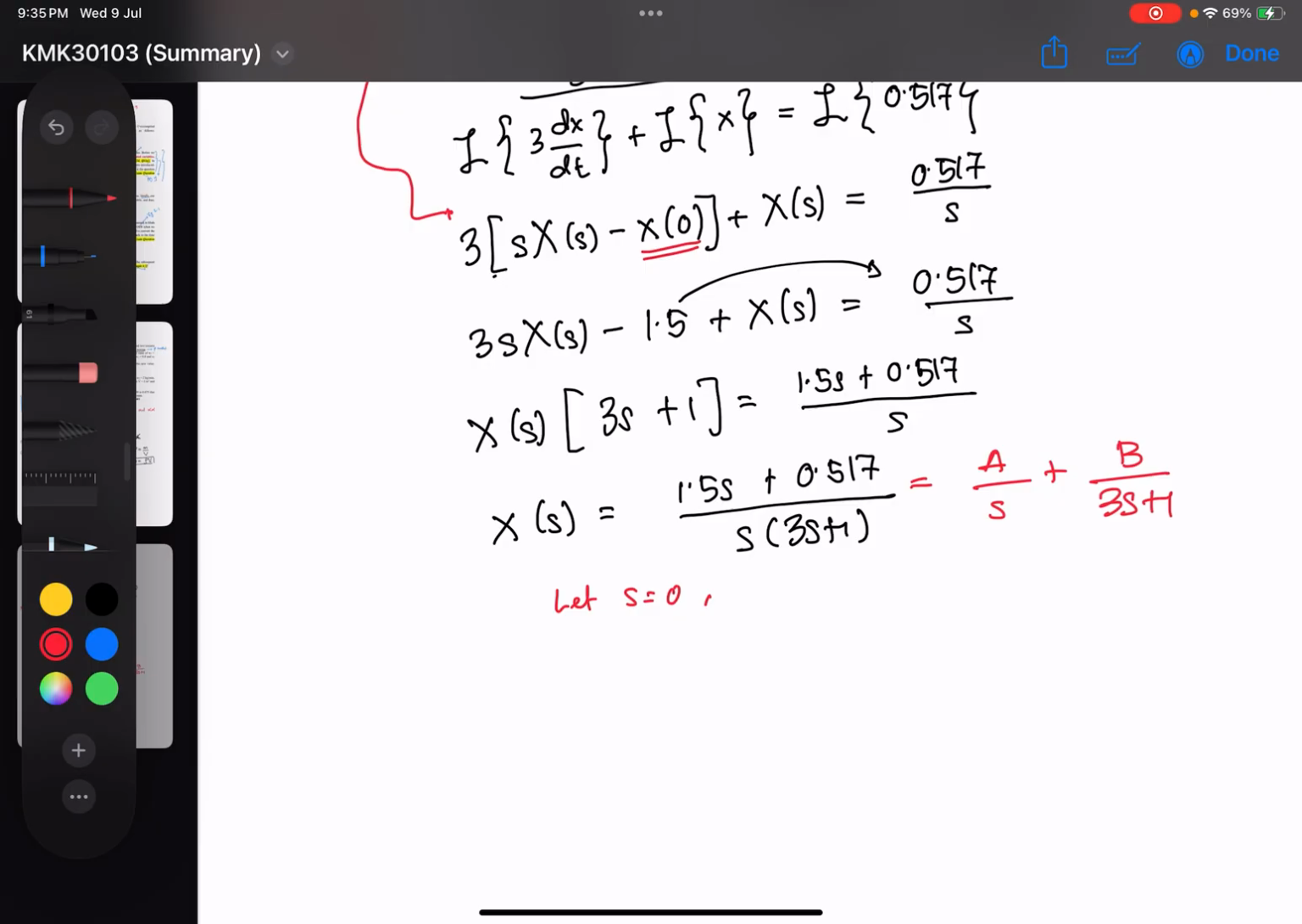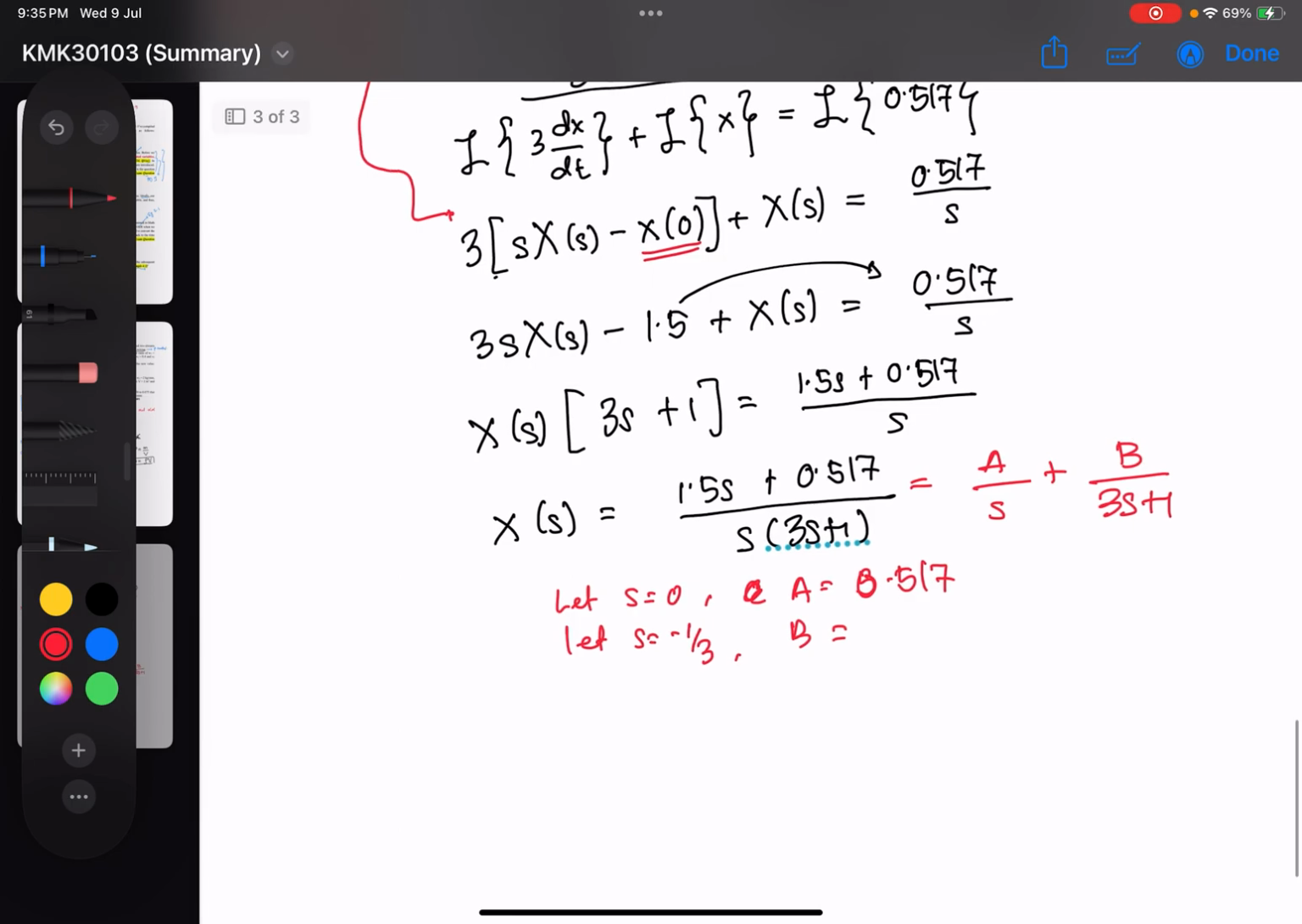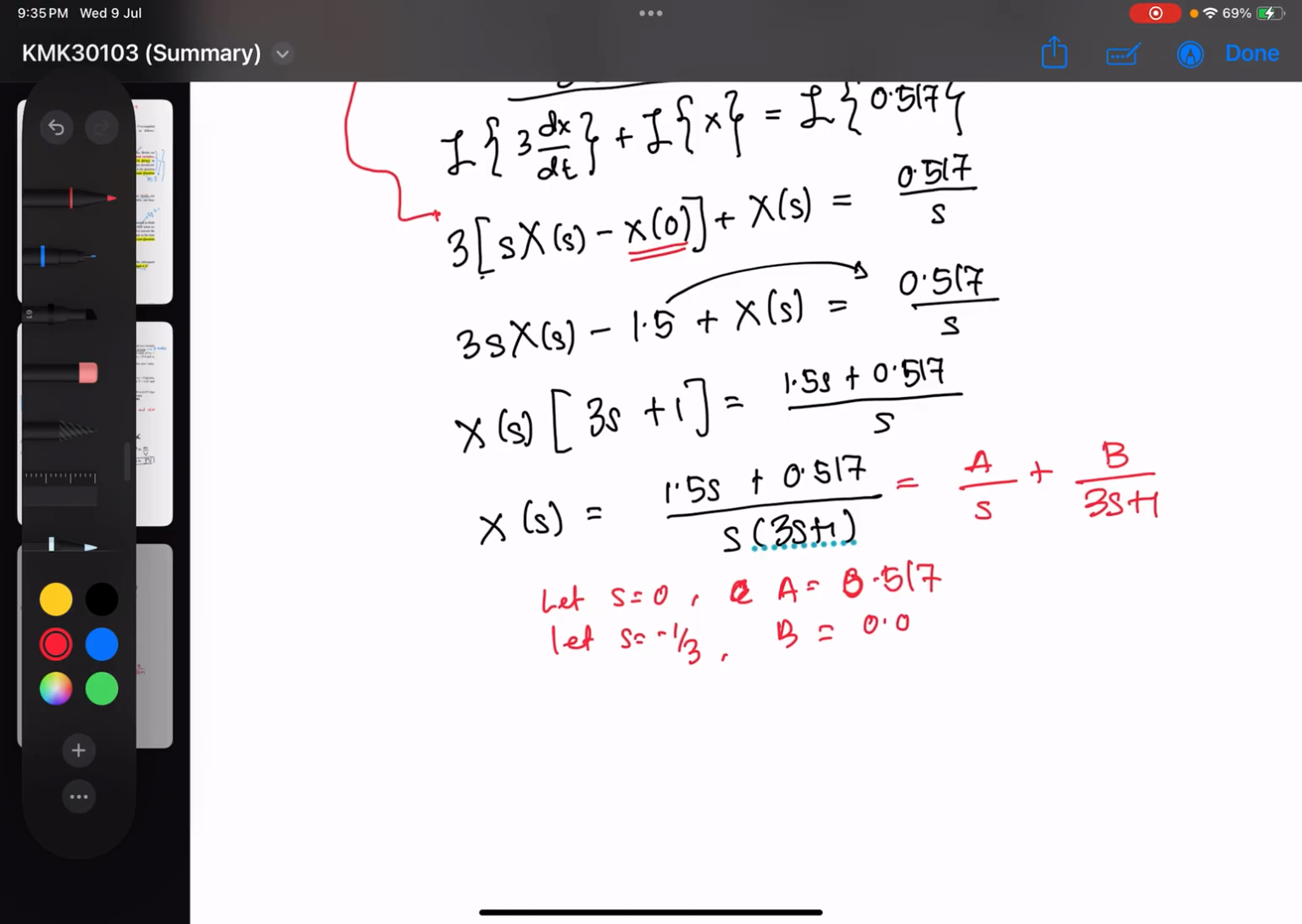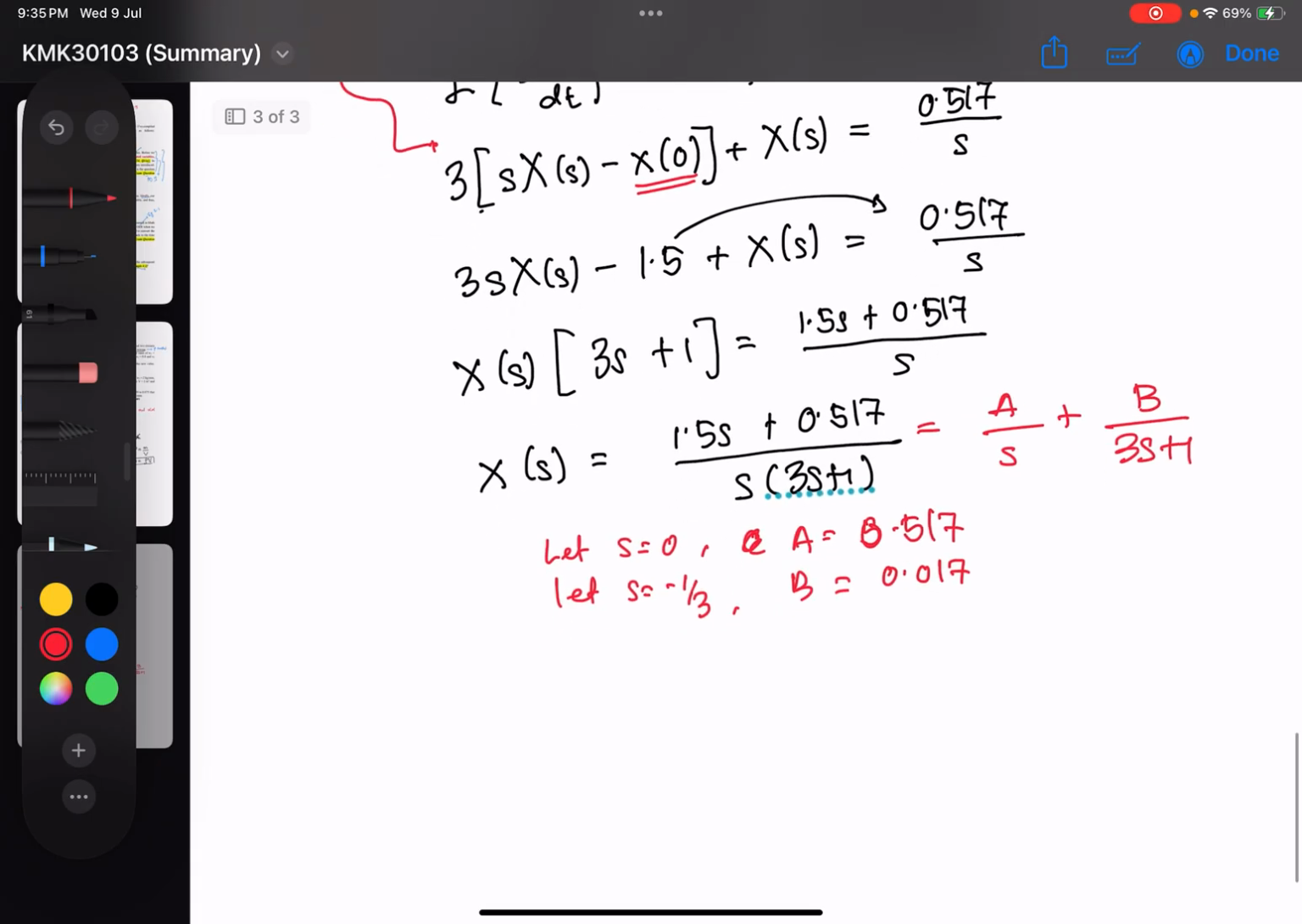This one has already been covered during our test and so on. S equal to 0. So now I'm going to get 0 multiplied by 3 plus 1, which is 1, multiplied by A, so A equals 0.517. Then I'm going to say let s equal to negative 1/3. Now negative 1/3 multiplied by 3 is negative 1, plus 1 is going to be 0, so the A term is 0, and then s is negative 1/3. So now it's going to be negative 1/3 times 0.5, so B is going to be 0.017.